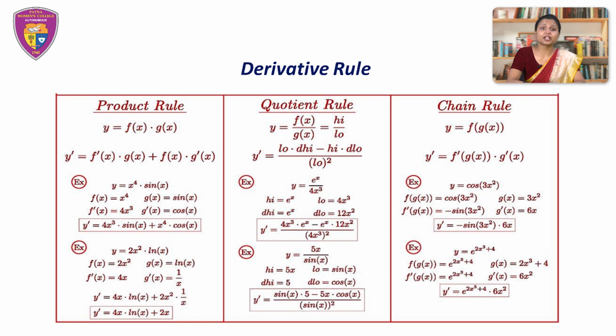We proceed with the chain rule, also known as the outside inside rule, to find the derivative of composite functions. That is a function which is the composition of two differentiable functions. It is calculated as the derivative of the outer function while keeping the inner function the same, and then multiplying this by the derivative of the inner function. For instance, if we have y equals cos 3x square, then its derivative will be y dash equals minus sin 3x square into 6x.